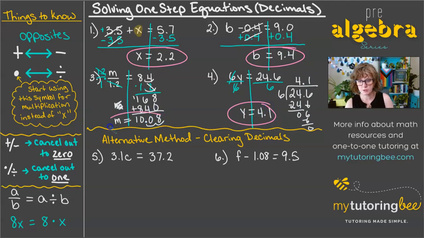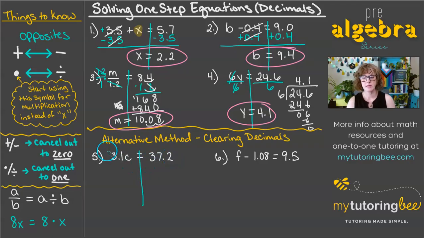Oops, and I forgot to circle my solution for problem 3. Okay, there we go. All right, I do want to show you an alternative method for working with decimals, and this is what we call clearing decimals. All right, so let's take a look at number 5. I'm going to go ahead and drop down my line right here. So I've got 3.1c equals 37.2.